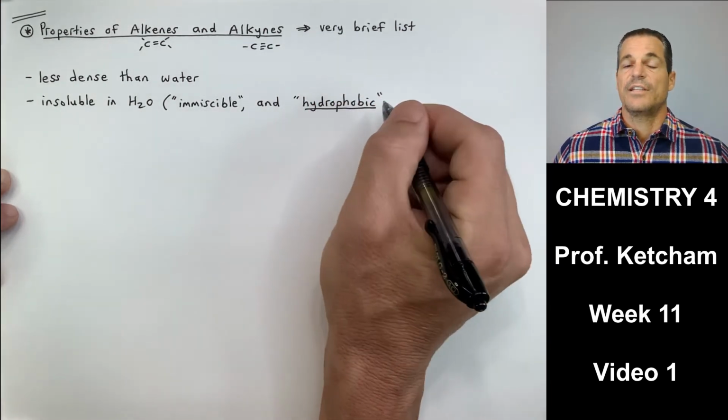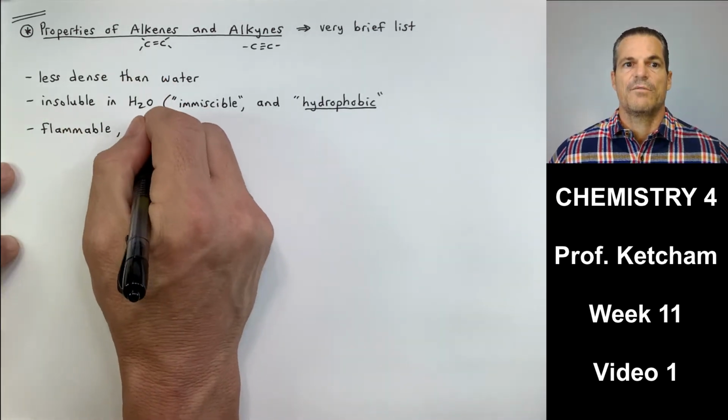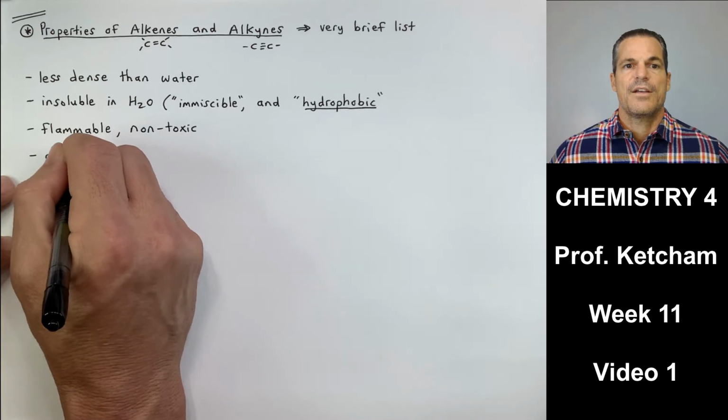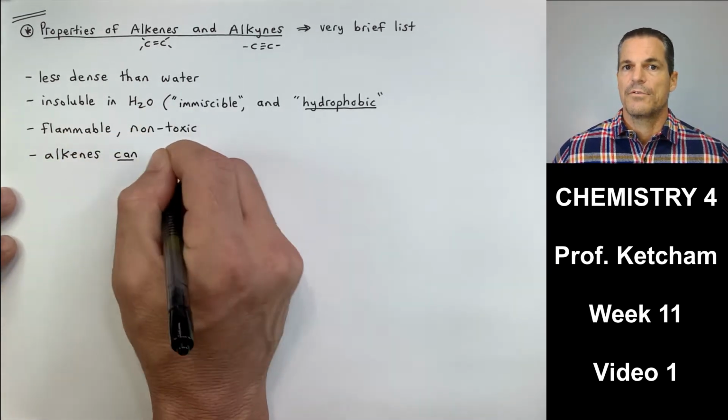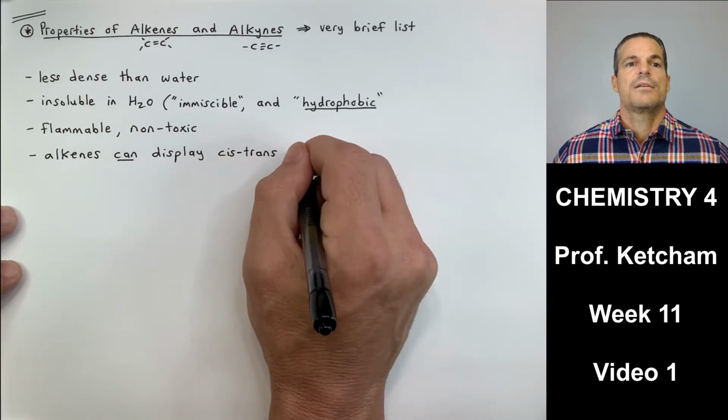Alkenes and alkynes are less dense than water, which means they would float on top of a layer of water. They're insoluble in water. They are immiscible or hydrophobic. They tend to be flammable but non-toxic.